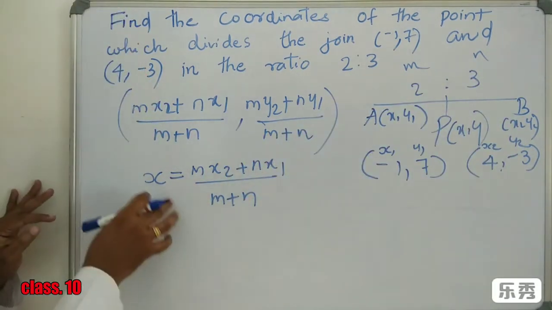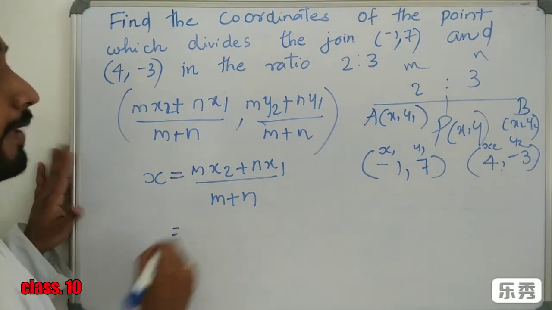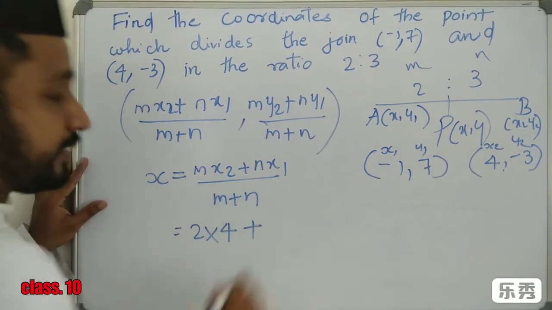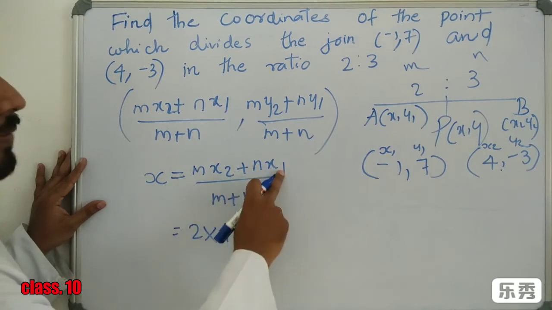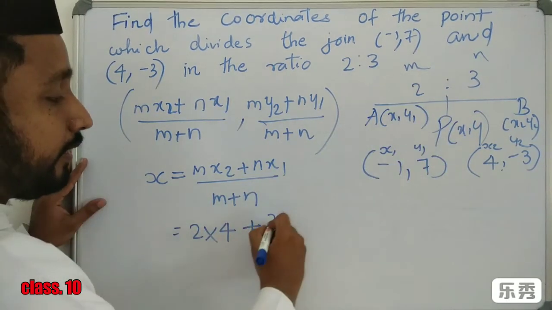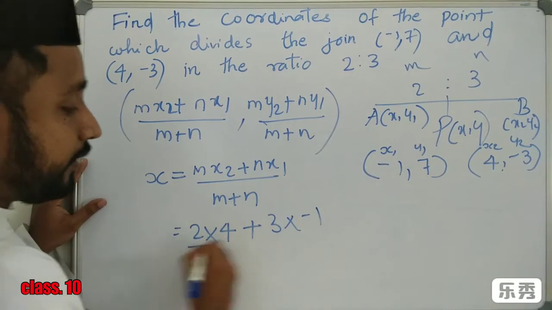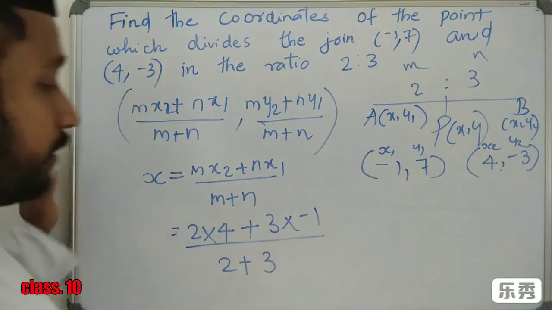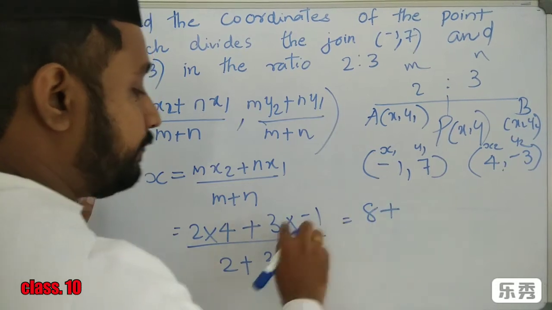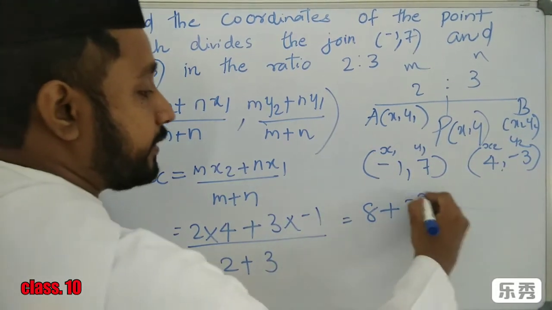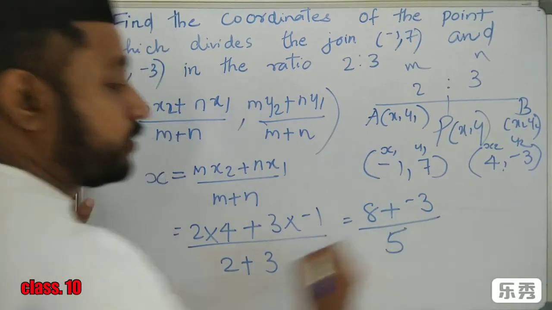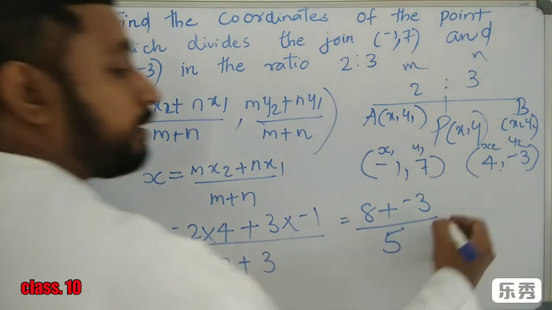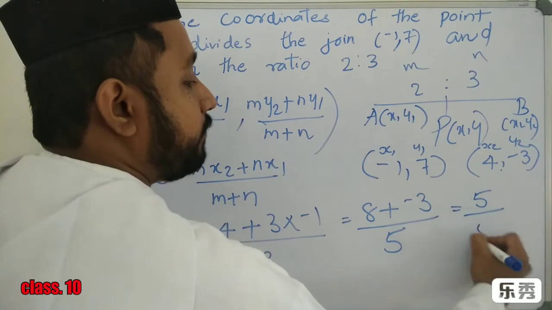When we substitute this, you will get the coordinate x equal to m x2, where m is 2 and x2 is 4, so 2 into 4, plus n x1, where n is 3 and x1 is minus 1, so 3 into minus 1, divided by m plus n, which is 2 plus 3. So we got 2 into 4, 8, plus 3 into minus 1, minus 3, by 2 plus 3, 5. So 8 plus minus 3 divided by 5, which is 5 by 5, equal to 1.